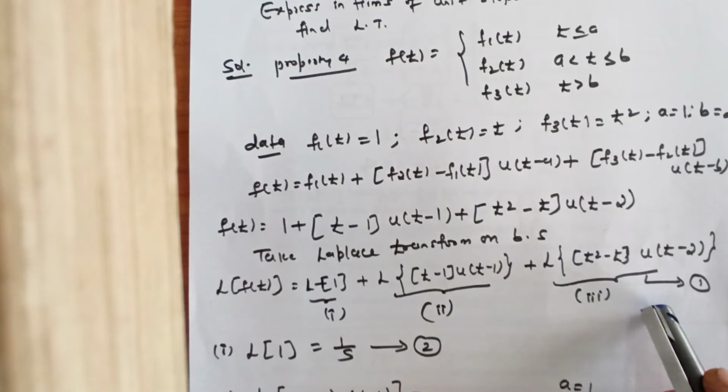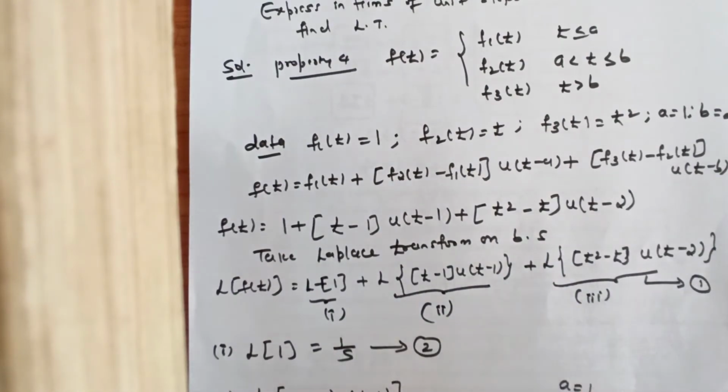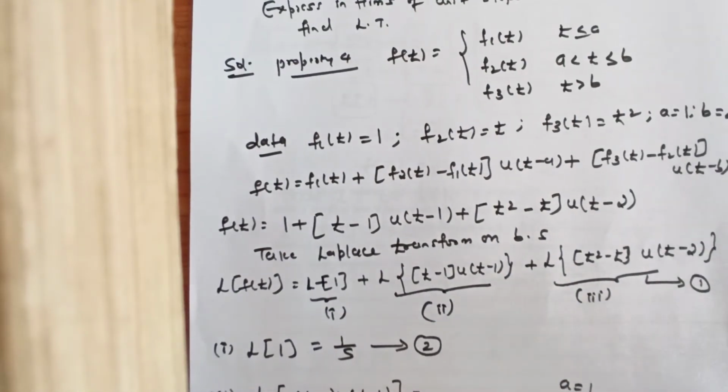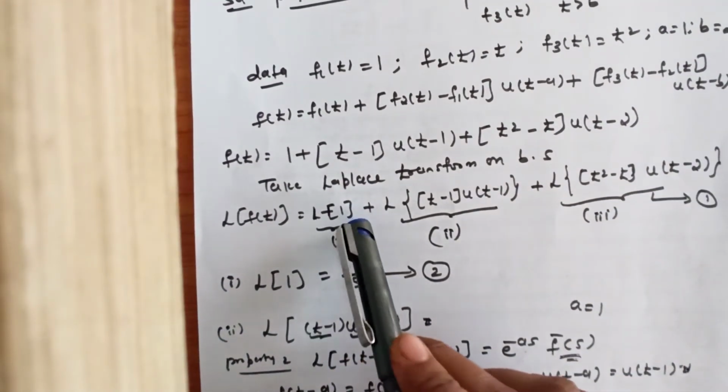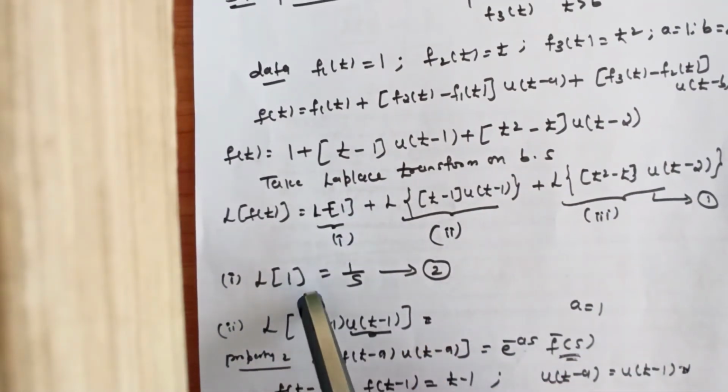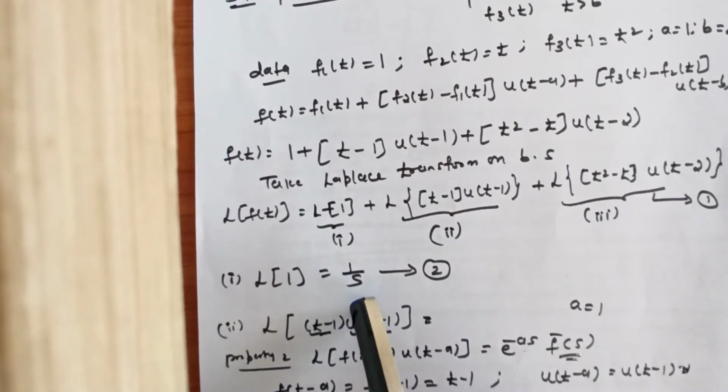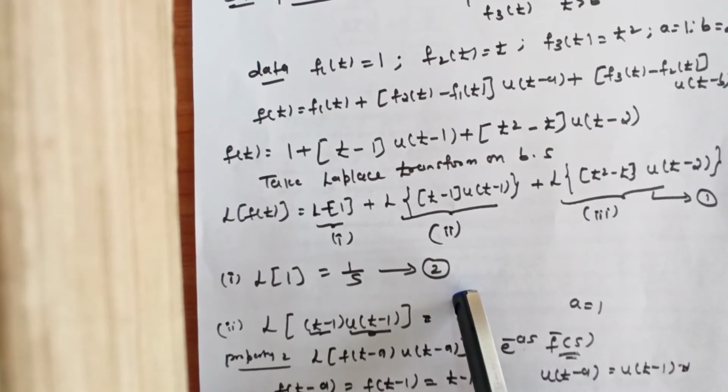Okay, let us solve them. Let us solve all these three separately, and then we will substitute back in our equation number 1. So now let us consider our first function, that is Laplace transform of 1. This is the standard formula that we have, that is 1 by s. Let us name this as equation number 2.